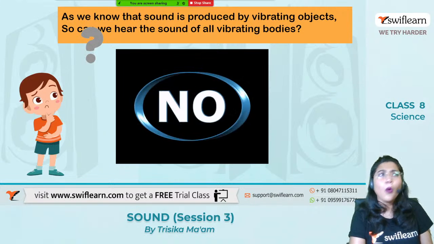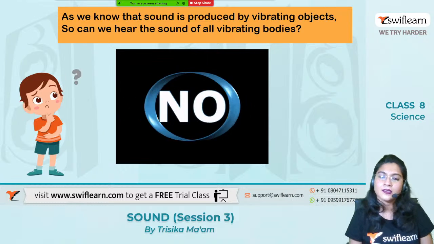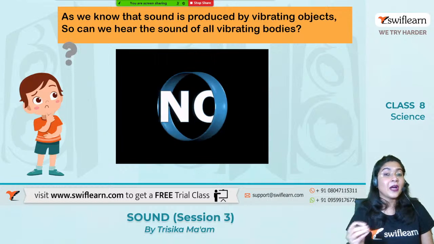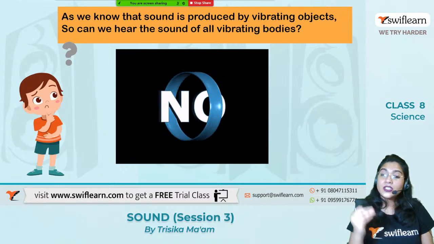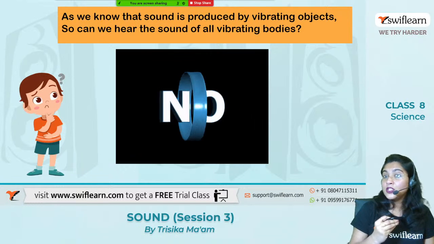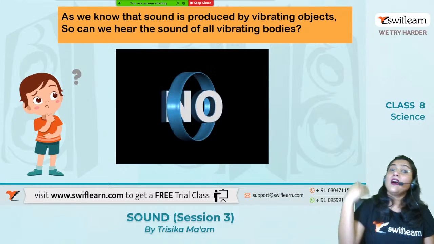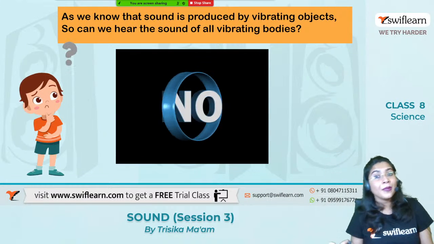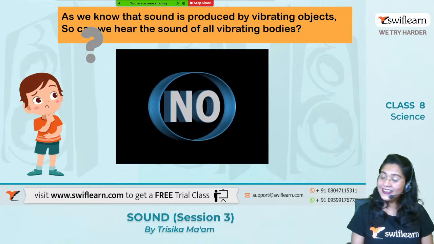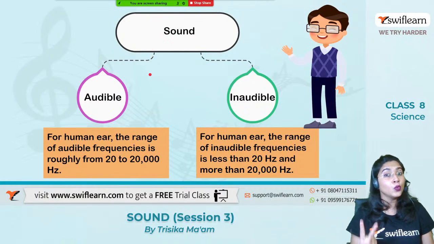Okay, now as we know that sound is produced by the vibrating of objects, can we hear all the different sounds of all the different vibrating bodies around us? Yes? No. Right? Some of them are audible. Whatever sounds are within the audible frequency range, we will be able to hear. And whatever sounds are above or below the audible range, we will not be able to hear those vibrations. Clear hai? So we can say that sound can be divided into two main types.